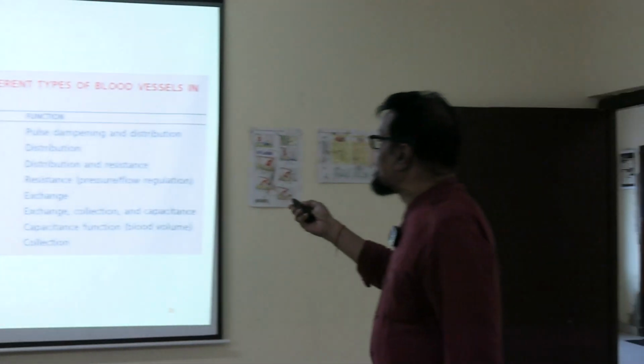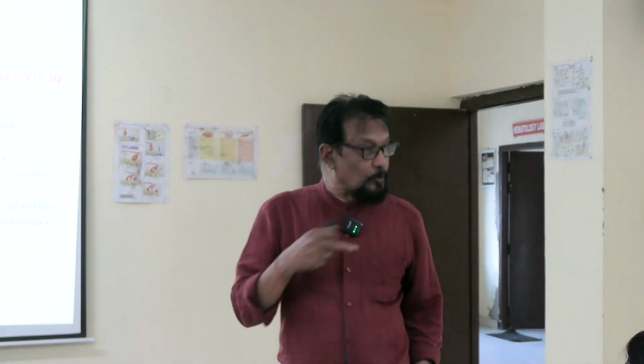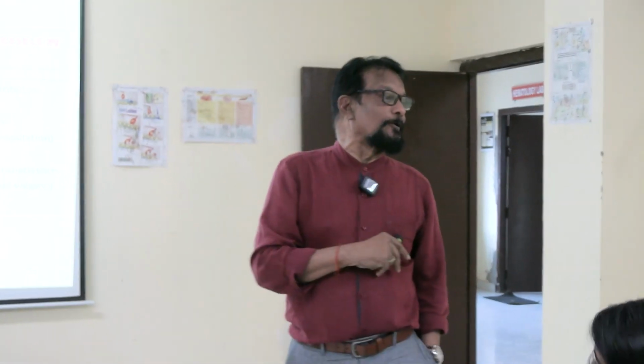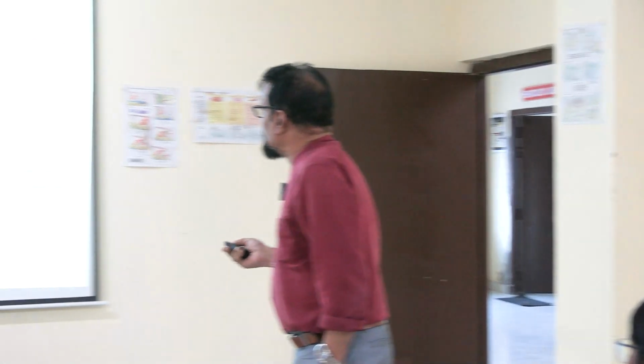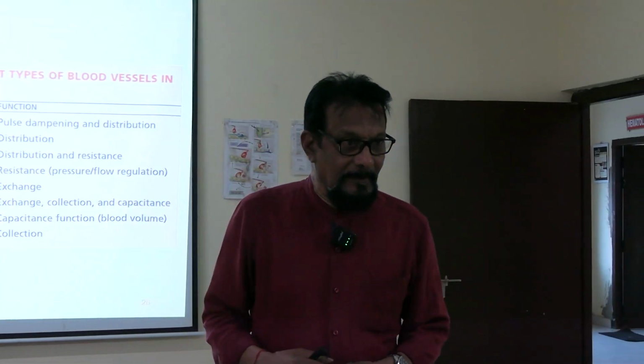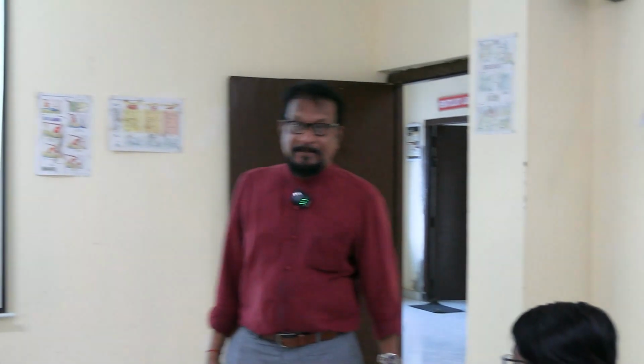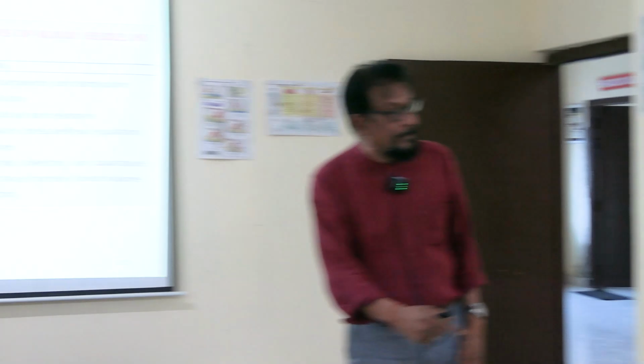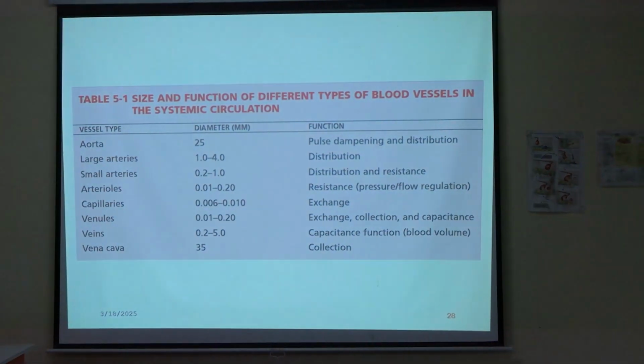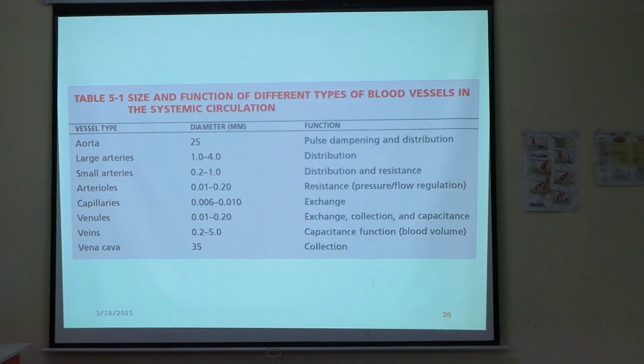Venule exchange: not only through capillaries, through venules also exchange can be made. Exchange means exchange of solids, exchange of gases, exchange of material between cell and blood. Veins are capacitance vessels, which means holding blood. They can hold a large amount of blood, and the vena cava collects it and drains it to the atria. So these are the functions of various parts of the vessels. Okay, up to this? Okay.